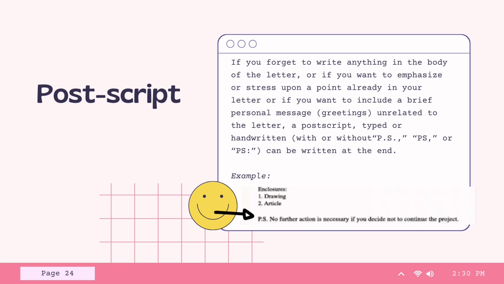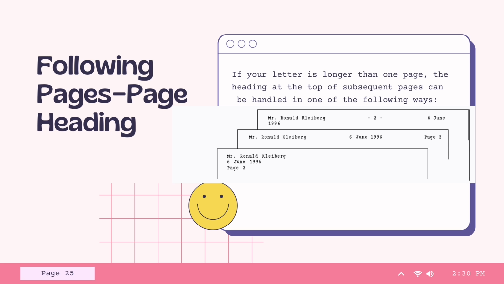It should be added below everything else typed or written on the page. Following pages page heading. If the letter is long and an additional page is required, a second page heading is used. The name of the receiving person, organization, page number, and date are included in the second page heading. However, reference number can also be included. It can be handled in one of the following ways.